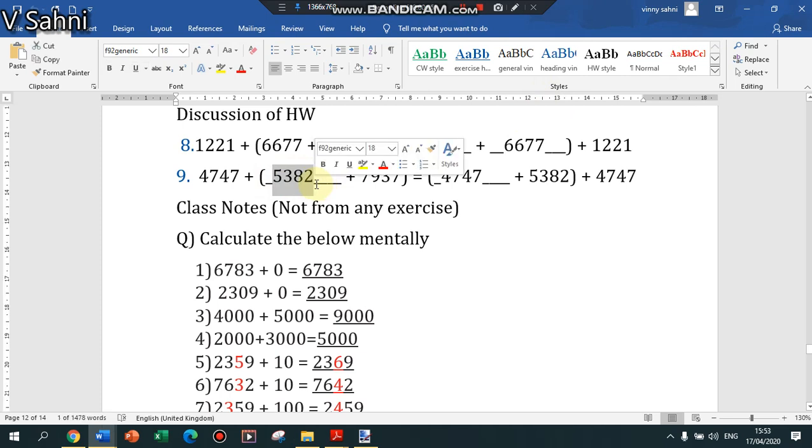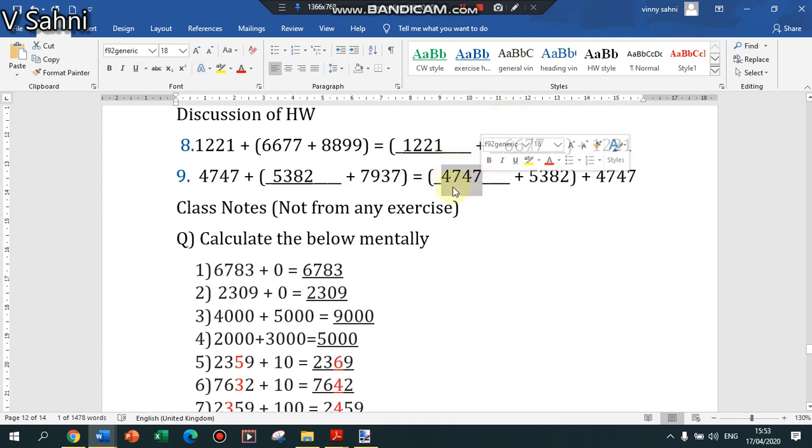First, we'll be starting with discussion of yesterday's homework. By the way, I just want to have a quick revision of what we learned yesterday. What were the two properties that I taught you? First is the order property, and second is grouping property. Very good. Can you tell me the difference between both of them?